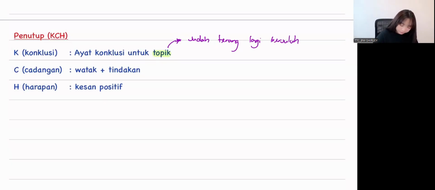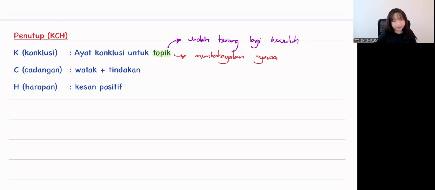Then the other one for the conclusion for obesity: if it's really serious, then it might also membahayakan apa? Membahayakan nyawa individu. Okay, then we will have this cadangan and harapan.